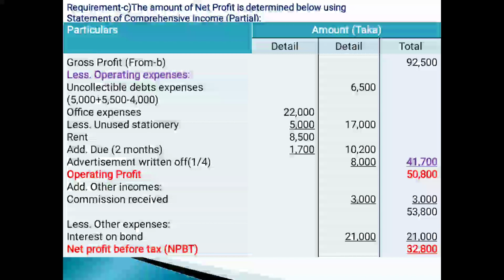Office expenses from trial balance taka 22,000. Less unused stationery, as there is stationery available, so unused stationery 5,000 is to be deducted from the office expenses. At this moment, net office expenses taka 17,000 is written in the middle column. Rent from trial balance taka 8,500, and due for 2 months, that is taka 1,700. Total amount of rent taka 10,200.